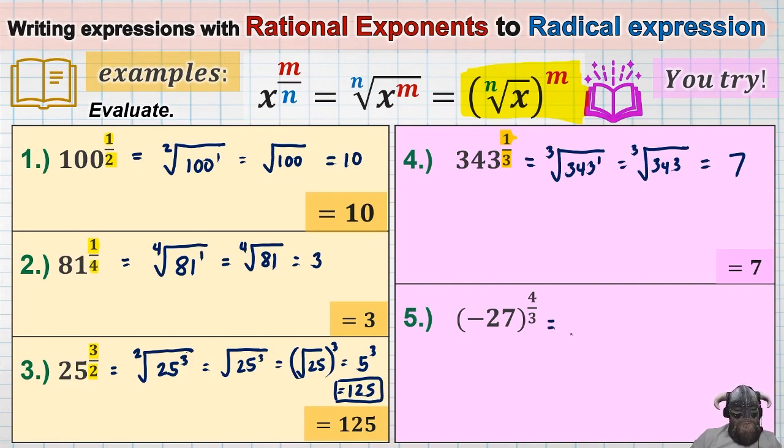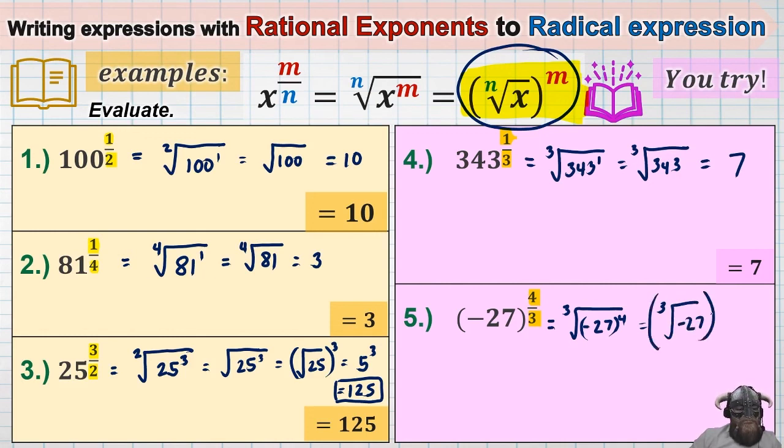Next, we have now negative 27 raised to 4/3. So, to answer this one, let's have the radical sign and then lagay natin yung negative 27, then raised to, numerator natin ay 4. So, lagay natin yan 4. And then yung index natin ay 3 dahil ang denominator ng ating rational exponent ay 3. So, once again, gagamit tayo ng concept na to. So, we'll have to write it in this way. The cube root of negative 27 raised to 4. Or the cube root of negative 27 quantity raised to 4.